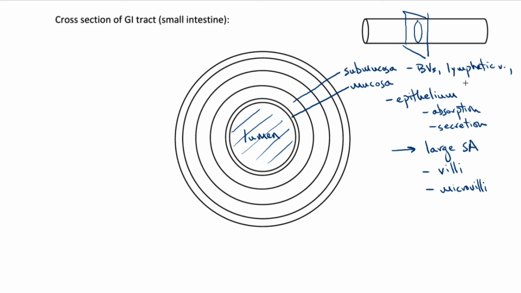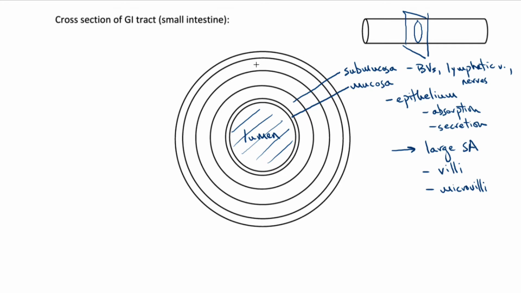The submucosa, which is underneath the mucosa, has blood vessels as well as lymphatic vessels, and then also nerves. You might have heard the gut referred to as the second brain because there are so many nerves within the gut, and because it can regulate itself and also has effects on the rest of the body, which are quite significant. So some of those nerves are in the submucosa.